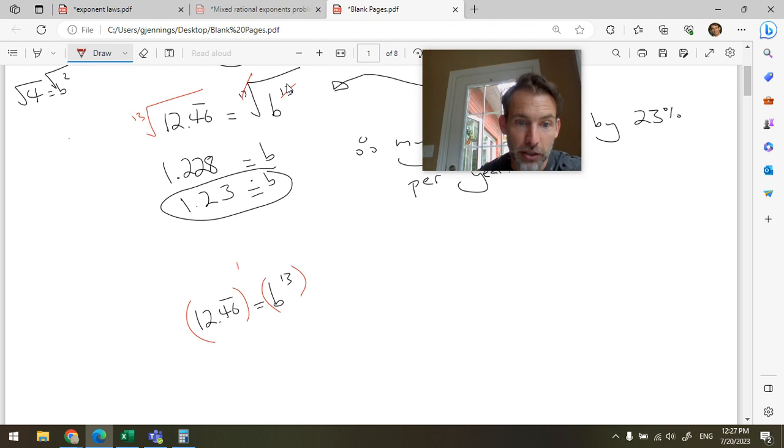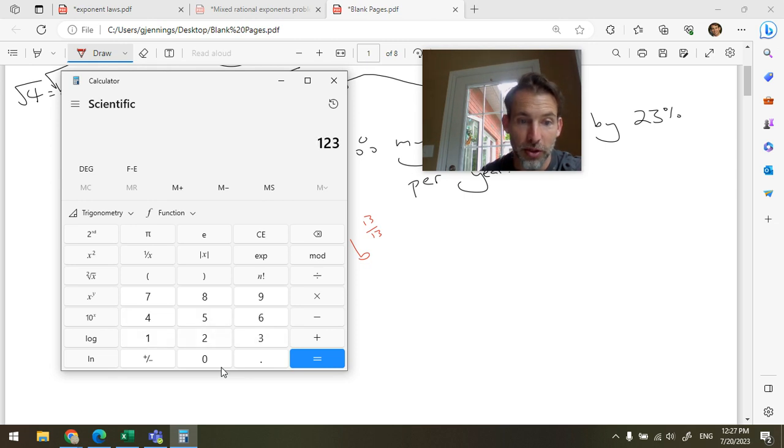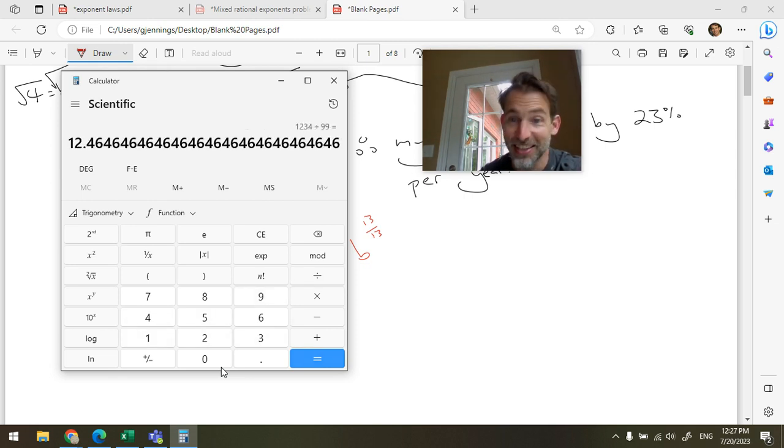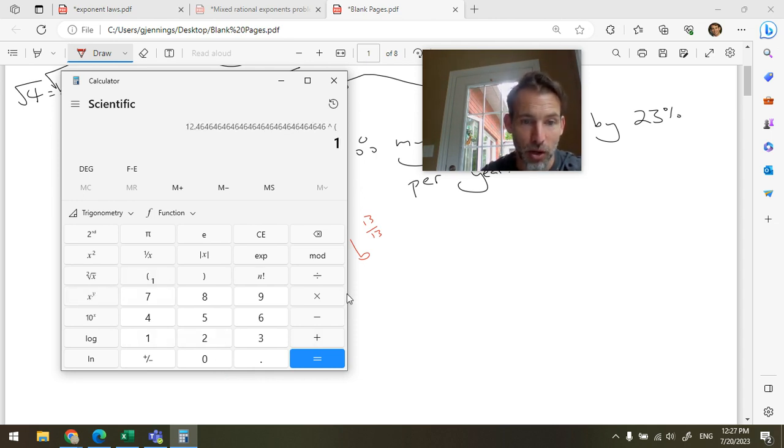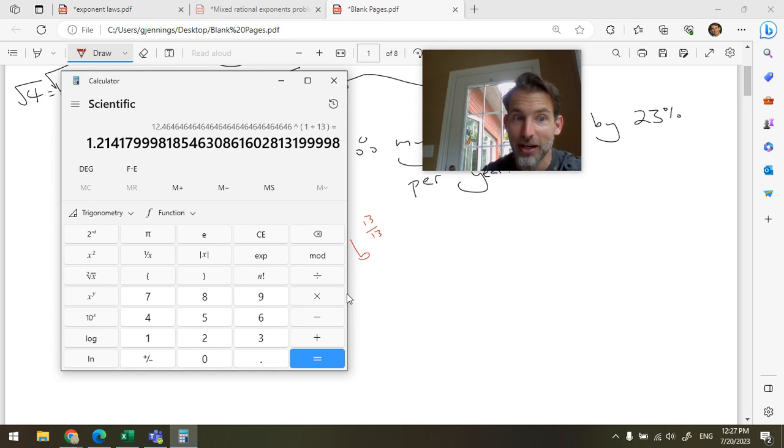Here, an inverse move I can use is raise both sides to the 1 over 13. This will give you b to the 13 over 13, which is a very fancy way of saying b to the 1, which is to say I've solved for b. So let's go. If we have 1, 2, 3, 4 divided by 99, gives us this beautiful number. And then we raise that to the, put it in brackets, 1 divided by 13, and we'll get a different number. There we go, 21%. That's the correct number. That's the percent that my problems grow per year.